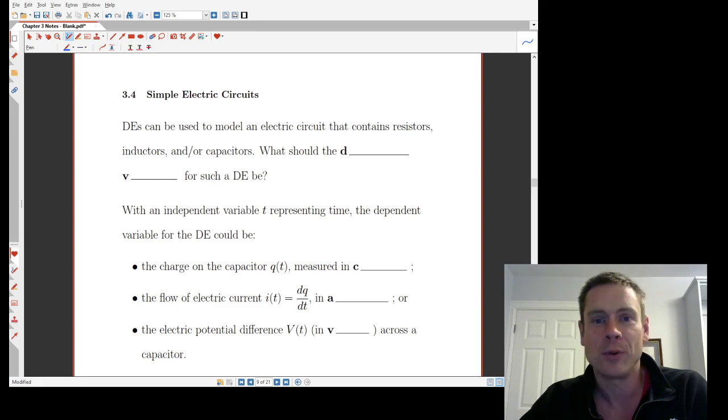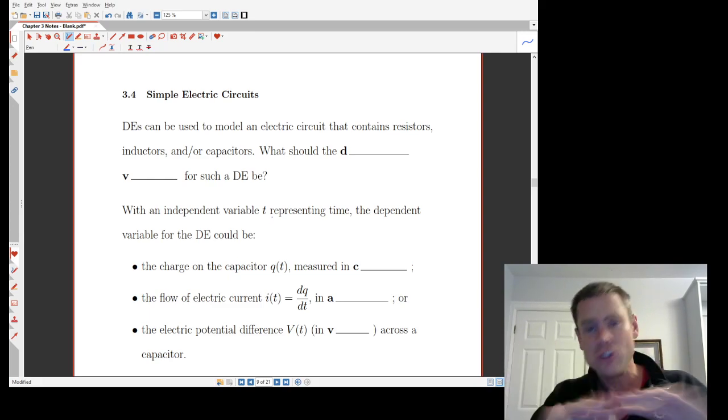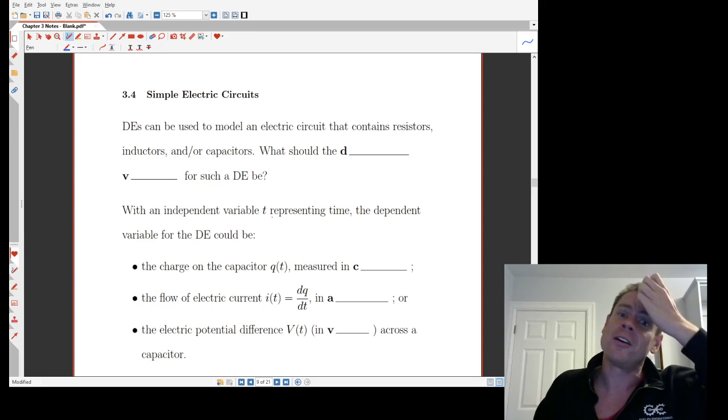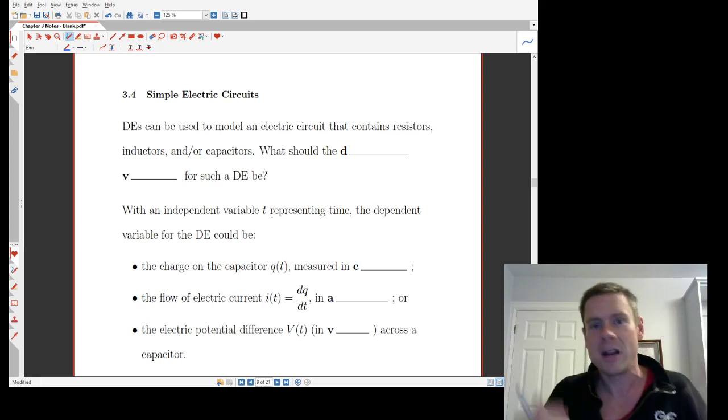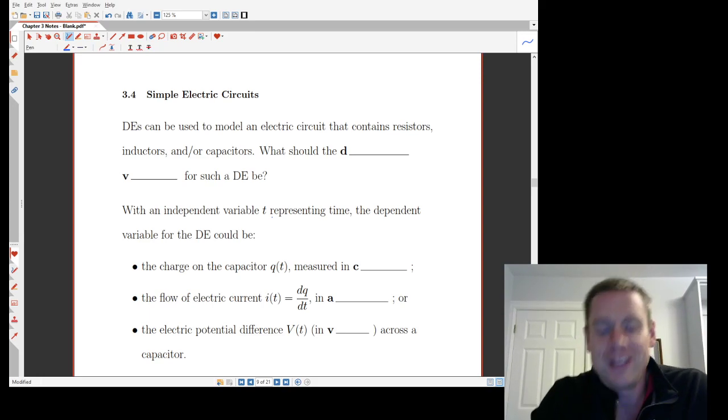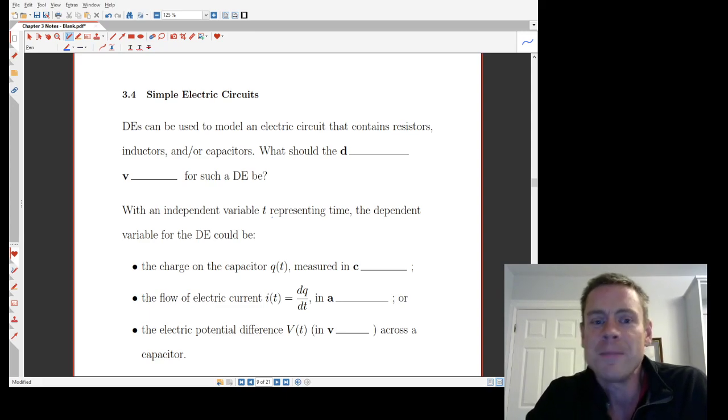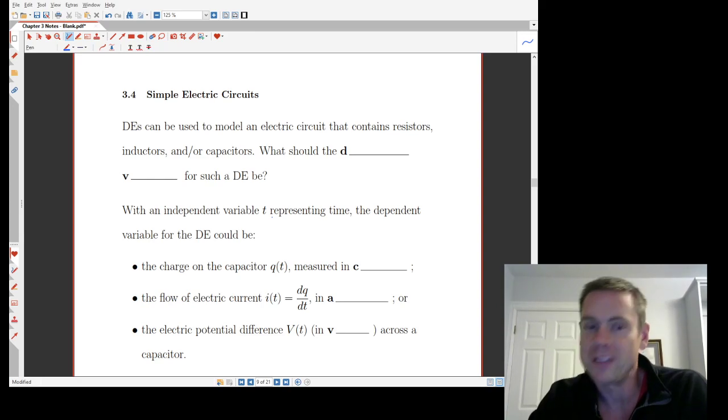I'm going to take you through it pretty carefully, and even if you have no science or physics background at all, you should have the tools that you need to be able to put together the equations that can describe these things. Okay, so don't be stressed out. We're going to take a look at it together step by step.